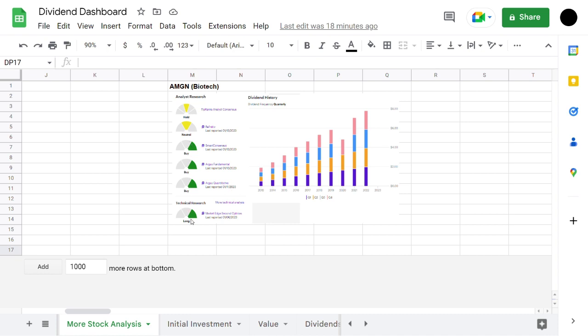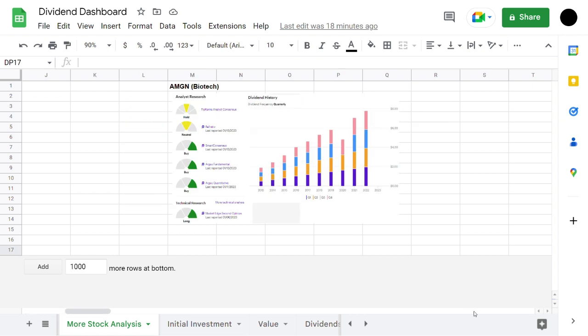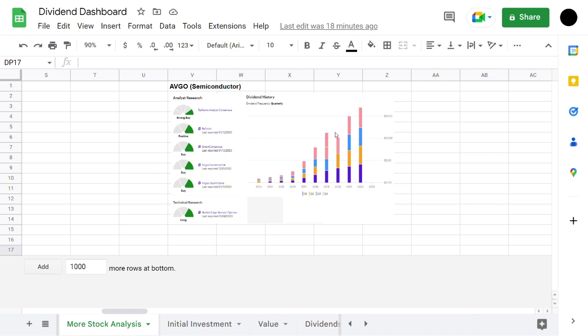Amgen, it's got a lot of buys, and look at this dividend growth. That is great. Notice they dropped a dividend quarter in 2020. That's somewhat typical. Looks like we had that in ABR as well. Amgen had that.